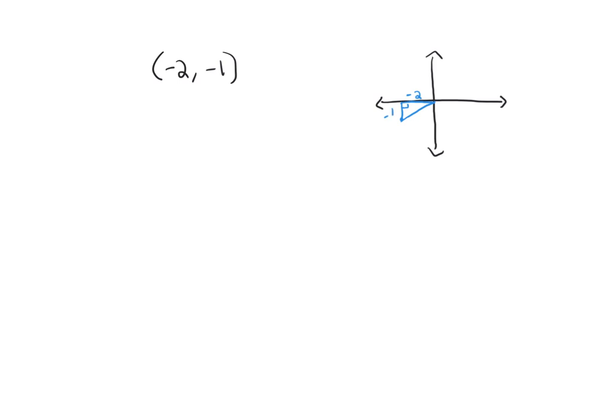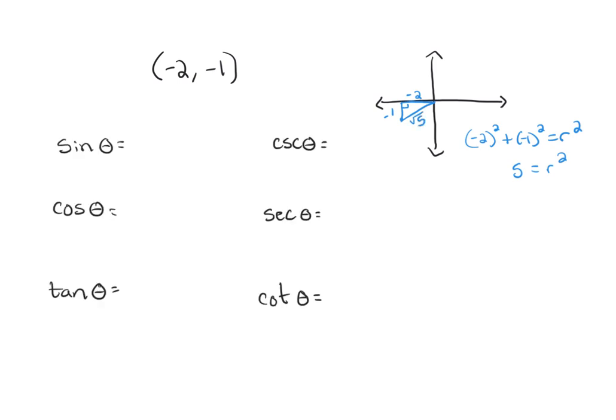Let's find the hypotenuse. So -2 squared plus -1 squared equals r squared. So 4 plus 1 is 5. So then r is the square root of 5. So now we just have to write all of the trig functions. So here's the angle measure.